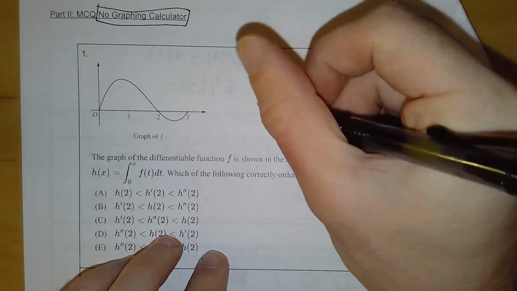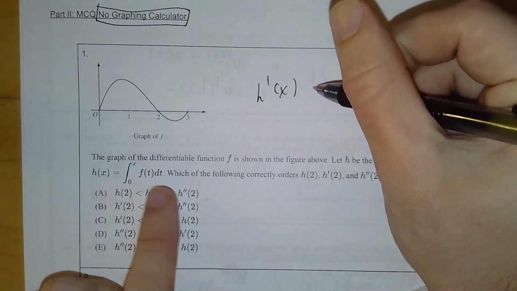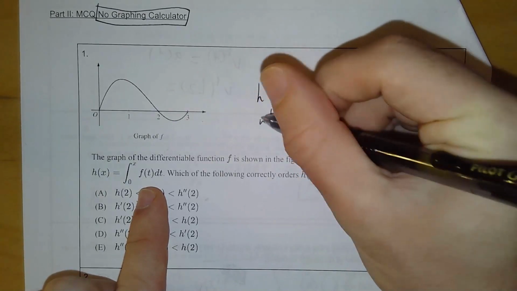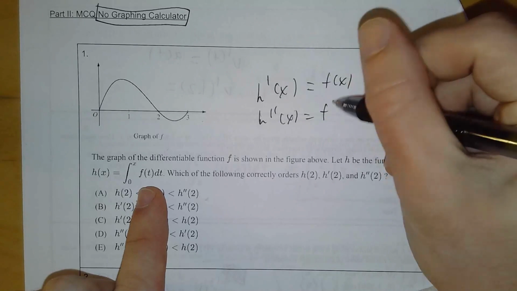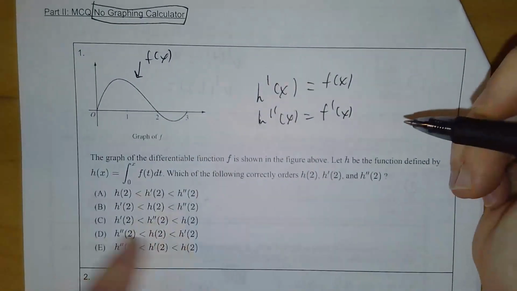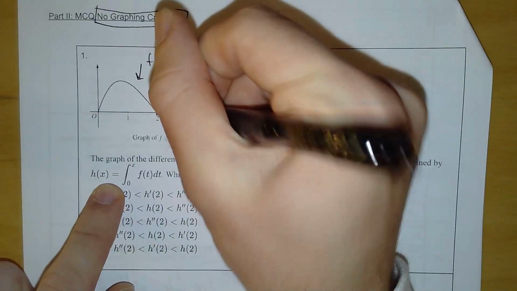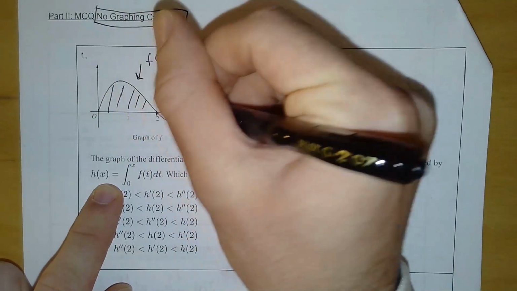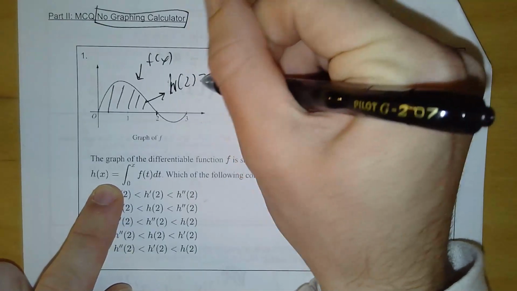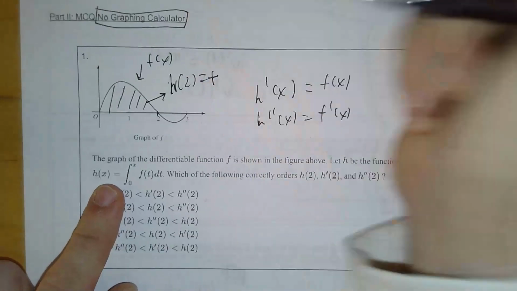So this is the fundamental theorem of calculus, saying that the derivative of h of x would be f of x, and then the second derivative of h of x is the first derivative of f of x. And remember, this is f of x, so you're looking at it. Okay, so if we think about h of 2, what does h of 2 look like? Well, it's just the area from 0 to 2. So it's this region right here. And it's clear that h of 2 is a positive number. I don't need to know what it is, I just need to know that it's positive. That's a plus right here.